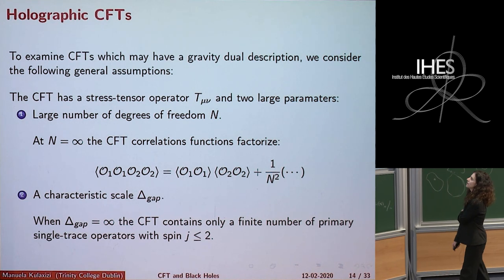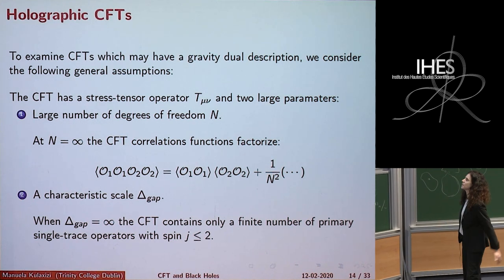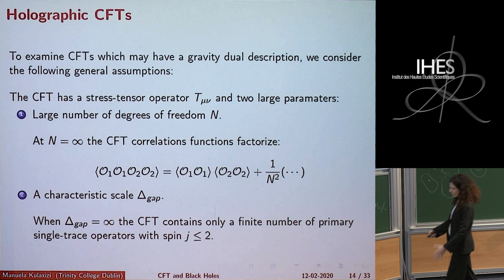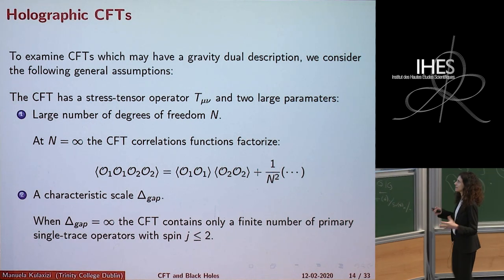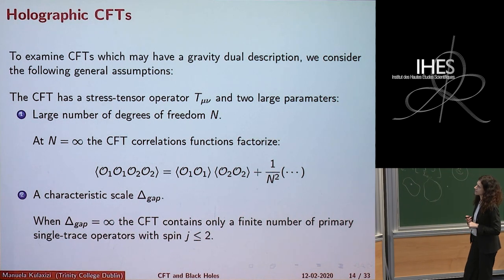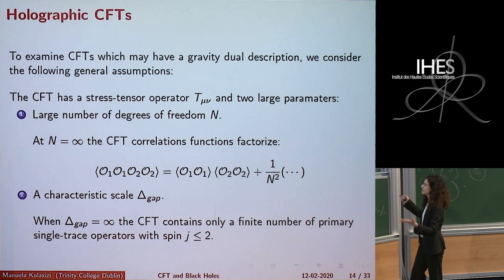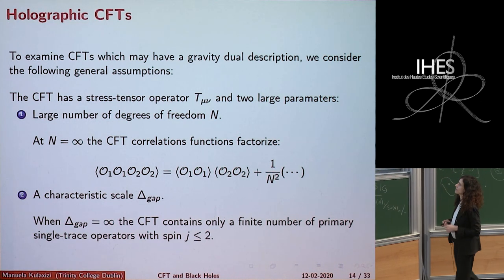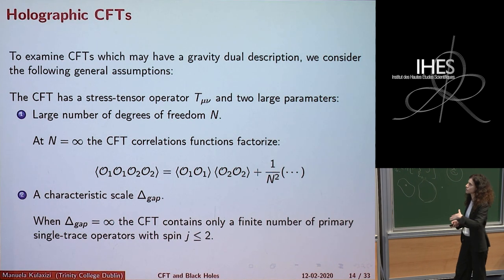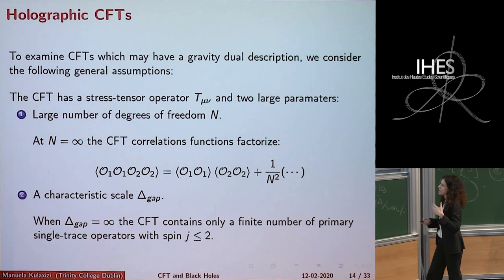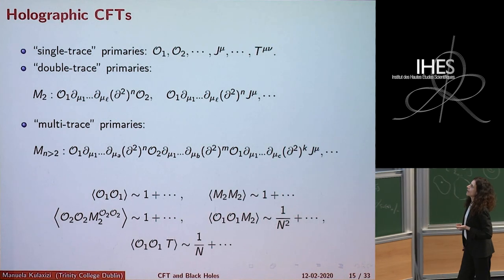To examine CFTs which have a holographic description, as we said at the beginning, we will assume that they have a stress energy tensor operator and that there exist also two large parameters in our system. We have a large number of degrees of freedom. Here I call it N, effectively the square root of the central charge, the parameter that sits in the two-point function of the stress energy tensor. And there's also a characteristic scale that separates the spectrum of operators of spin 2 and higher for primaries and lower.